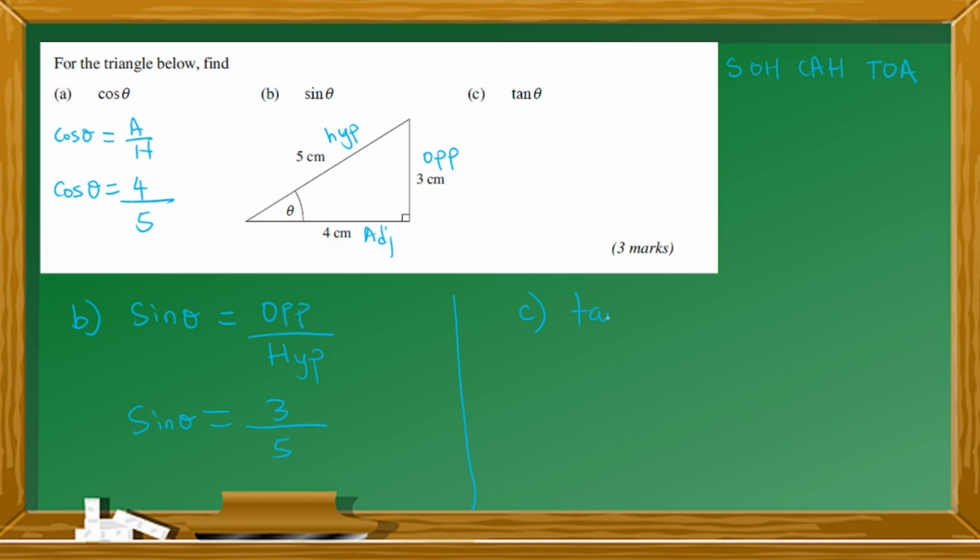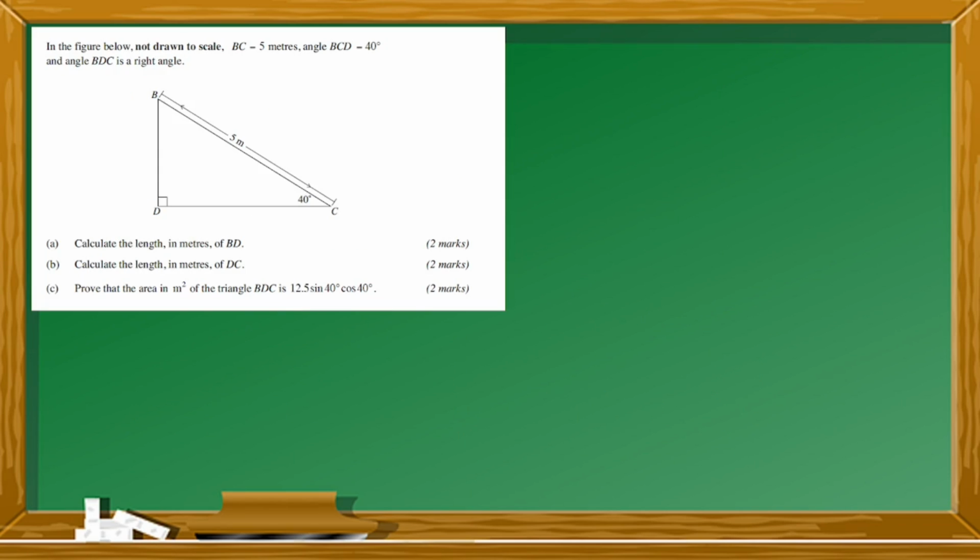So tan theta is equal to opposite over adjacent. Opposite is 3 and adjacent is 4. Therefore, tan theta is equal to 3 over 4. So there we have just found cos, sine, and tan theta.